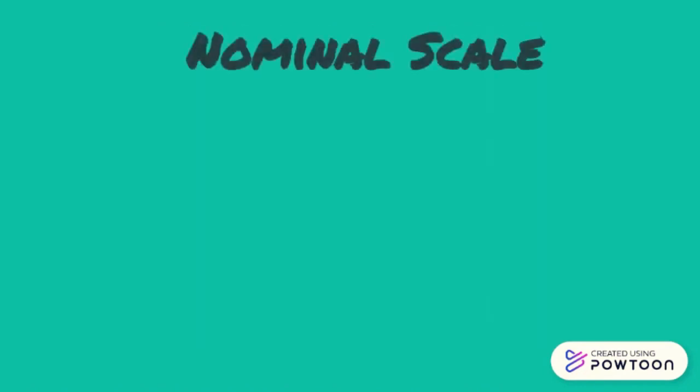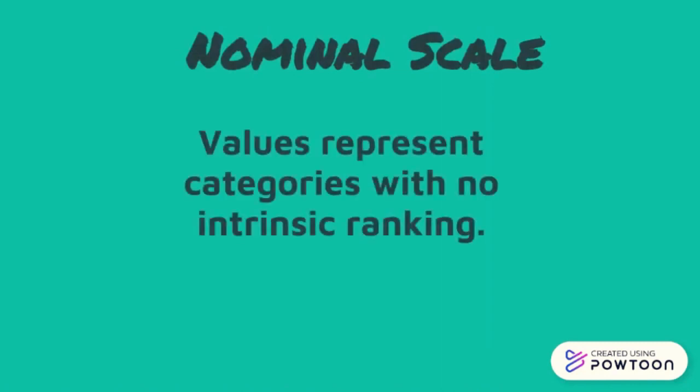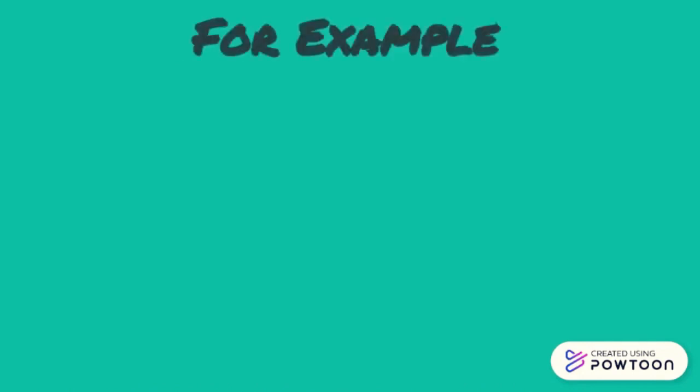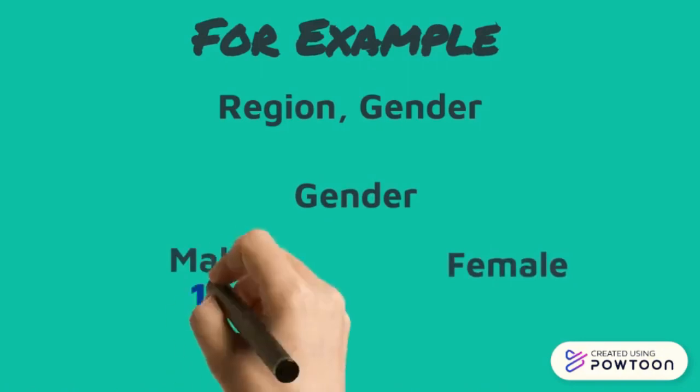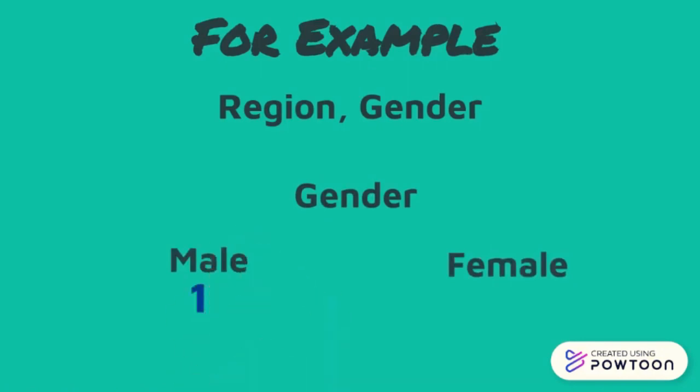Nominal scales are the scales which have categories but they do not have any order or rank. Examples of nominal scale are the place where you live and your gender. So gender can be divided into two categories, male and female, where male can be coded as 1 and female can be coded as 2.